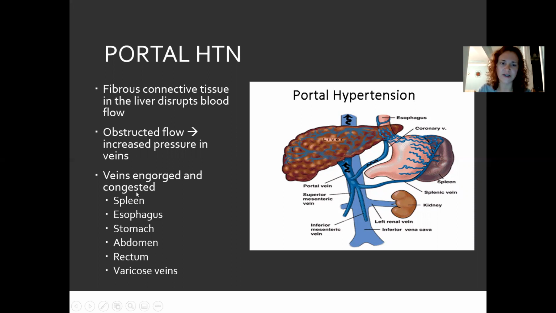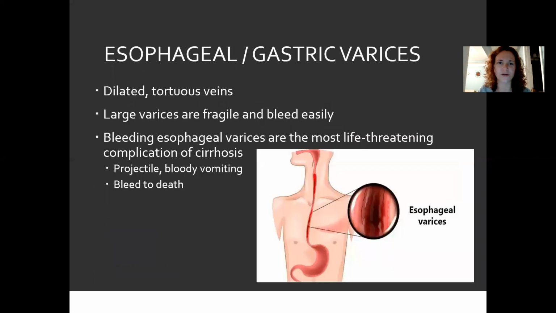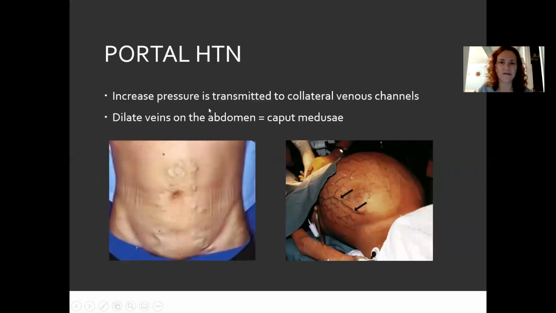And we talked about these major GI organs. In the abdomen, we'll see, let me show you here, this called caput medusae.